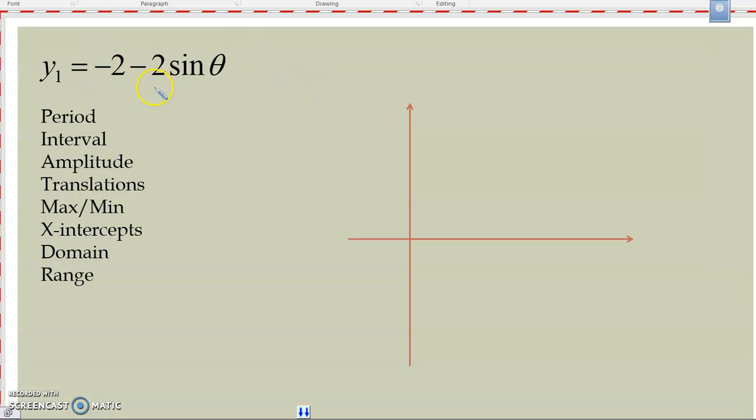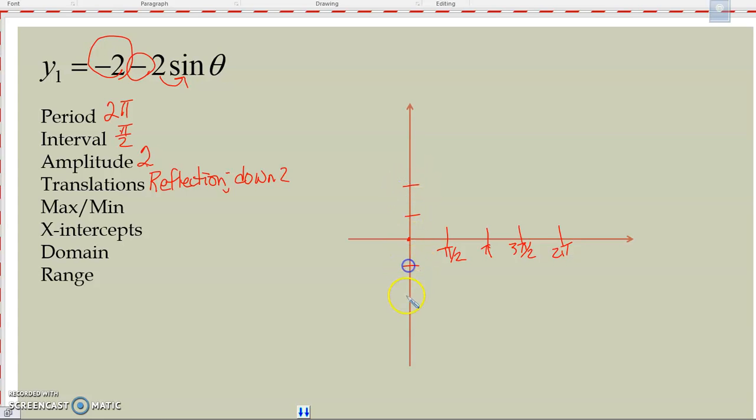Okay, so I want to do one last graph before my time runs out, and we're going to do one with several different things going on. Remember, we have a period of 2 pi, and when we divide that by 4, we get pi over 2 as our intervals. So we're going to mark our intervals, pi over 2. All right, our amplitude is directly in front of the function, so we have an amplitude of 2. We also have a negative in front of that, so it is a reflection. And we have a -2 in front, so that's down 2. That's our vertical shift.